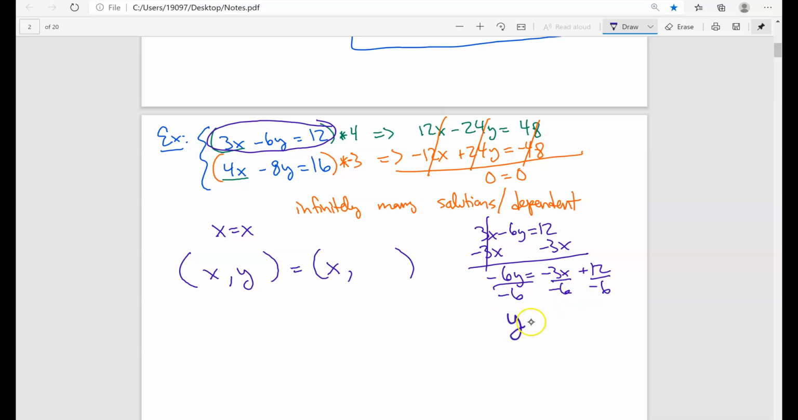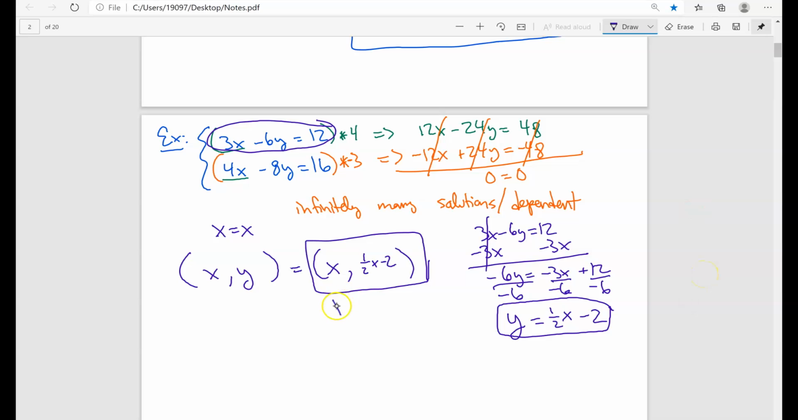So then y is equal to, this is going to give me 1/2 x, and this is going to give me negative 2, which means that y is equal to 1/2 x minus 2, and that's what we're going to write here, 1/2 x minus 2. This is how I want the solution. This is basically the same thing that we were doing with parametric equations. So basically what we're doing is we're parametrizing it.